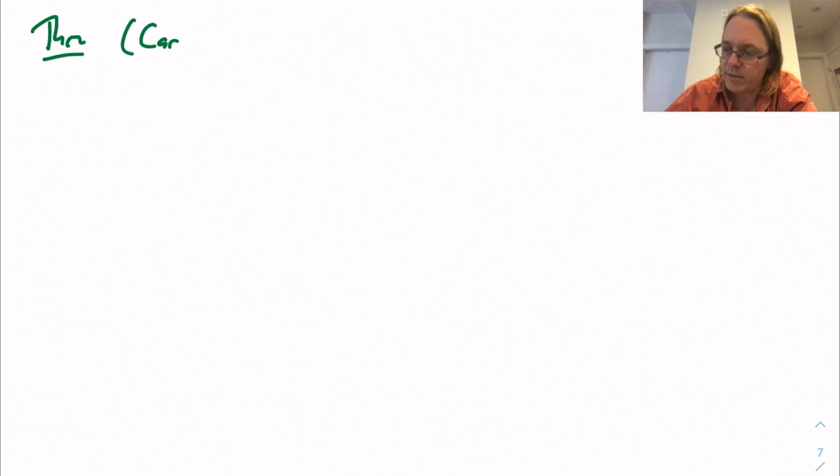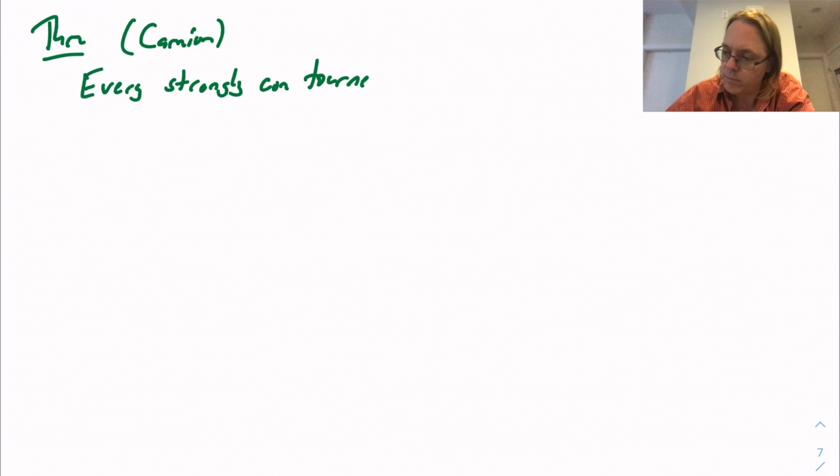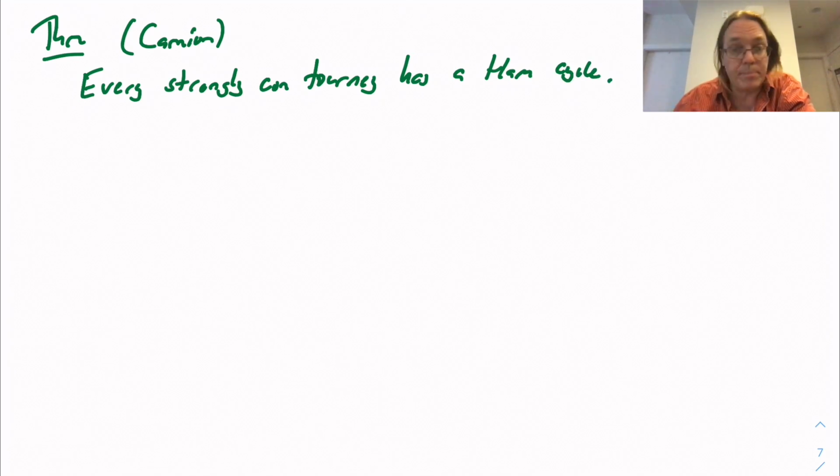So this is Camion. And the statement is that every strongly connected tournament has a Hamiltonian cycle. Based on what I just said, you could make this an if and only if. A tournament has a Hamiltonian cycle if and only if it is strongly connected. So as we saw, if you're not strongly connected, you do not have a Hamiltonian cycle. The interesting challenge here is to prove what happens if you do.